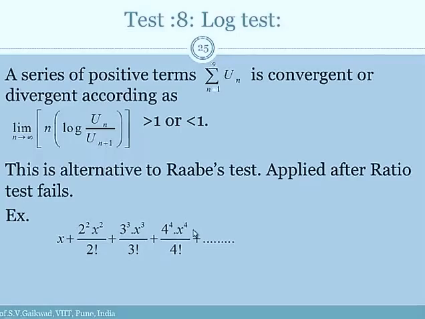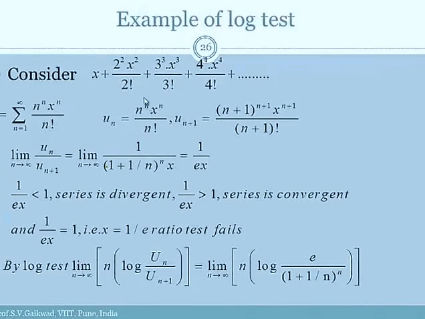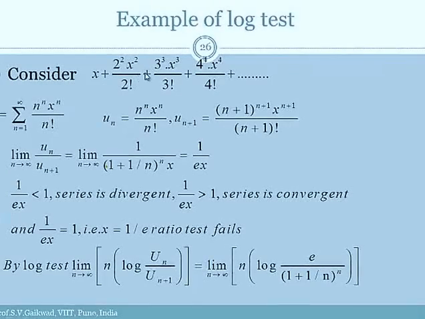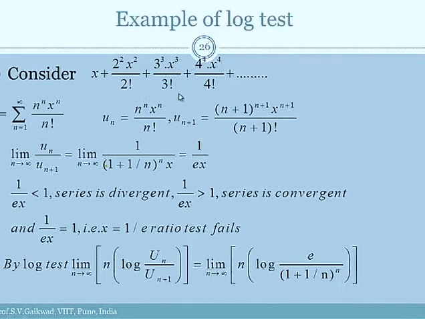This is the example we solve now. x plus 2 square x square by 2 factorial, 3 cube x cube by 3 factorial, and so on. The general term is n raised to n x raised to n upon n factorial. So this is u n plus 1, and the ratio u n upon u n plus 1 is 1 upon 1 plus 1 by n raised to n into x. If you find the limit of this, you know this is a standard formula, the limit is e, so 1 upon e x is the limit.